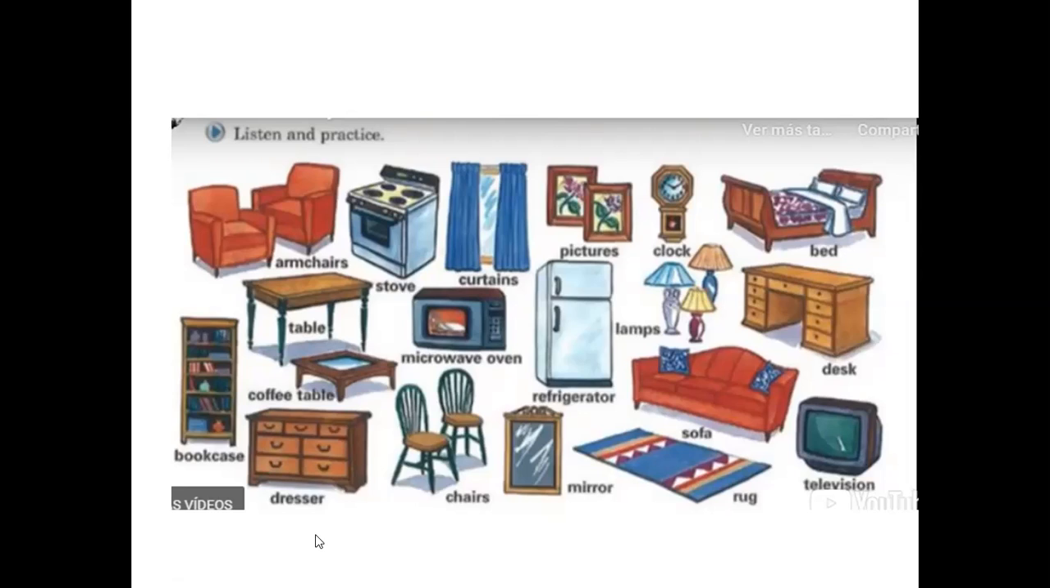Do you want to practice the pronunciation of any of these words? ¿Quieren que le repita alguna de esas palabras? You want me to repeat any of these words?